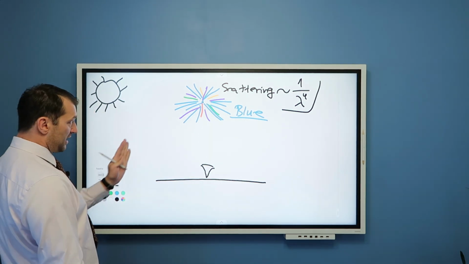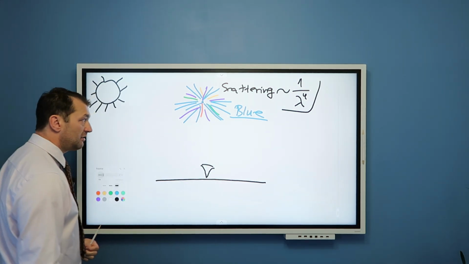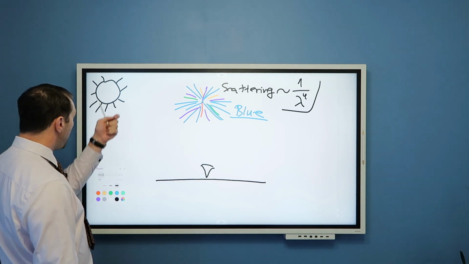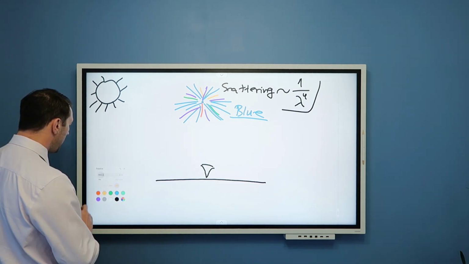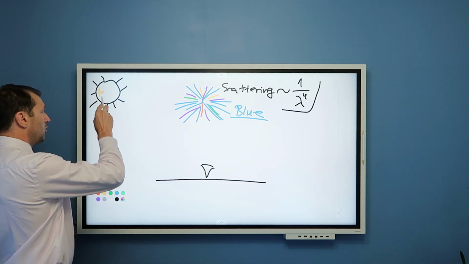Now we can leave this here, and that will also explain to us why the sun quite often appears to be yellow.